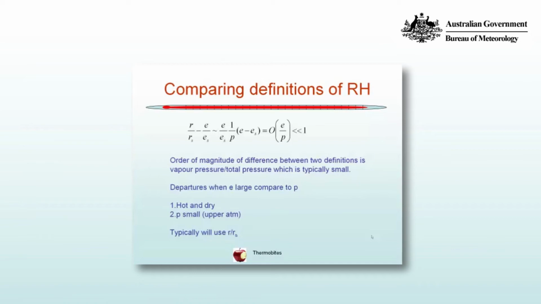The departures occur when E is large compared to P, and that's when the air is hot and dry, or when the pressure is small, that is in the upper atmosphere. But notwithstanding those caveats, we'll typically use R and RS to calculate the relative humidity.